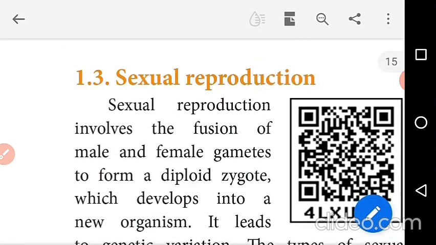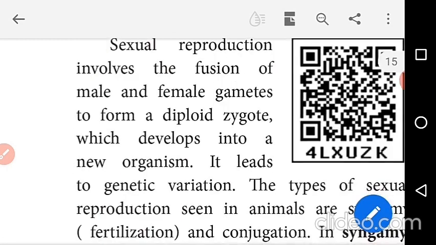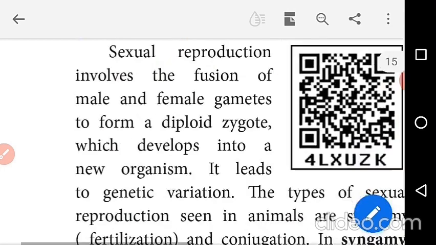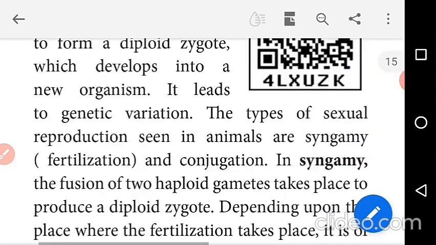Sexual reproduction involves the fusion of the male and the female gamete to form a diploid zygote, which develops into the new organism. When the male and female gametes join, they produce new individuals, and that leads to genetic variation. In animals, there is syngamy, fertilization. When the male and female gametes join, that is called fertilization. It is also known as syngamy and conjugation. After syngamy, we get conjugation.